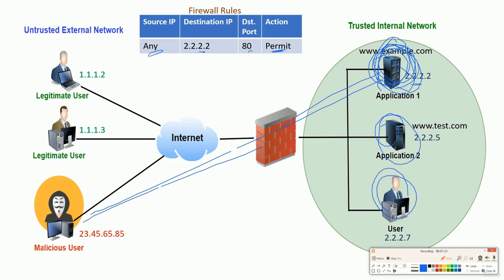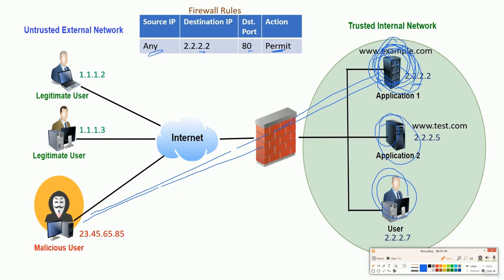Because in the legacy network firewall, as I said, it will work only on layer 3 and layer 4. It will simply check the source IP, destination IP, and the port number. That's it. If you have a permit rule, then the traffic is permitted. It will not check whether you are a malicious user or a legitimate user.